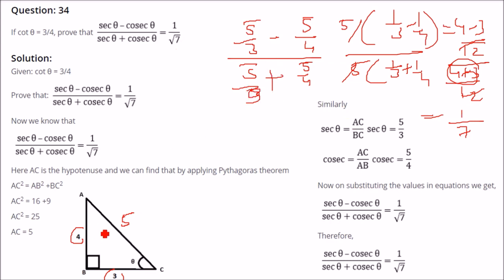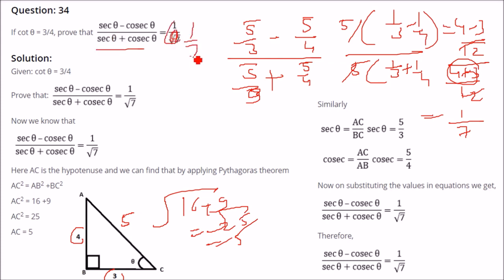Let me check. This is 4, this is 3. So 4 square is 16, this is 9. You get 25, that is 5 only. These values are there. If this question is this one, this will be not 1 by root 7, but this will be 1 by 7. Eventually it will come as 1 by 7 only, since we have already checked it. See, 4 minus 3 by 12, and 4 plus 3 by 12. So this is 1, this is 7, and this gets cancelled, 1 by 7. So you get 1 by 7. Just take it as 1 by 7.